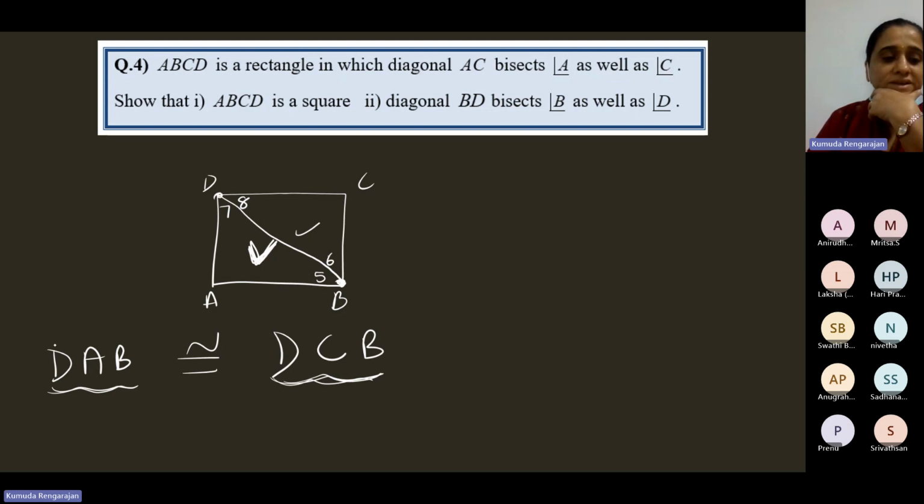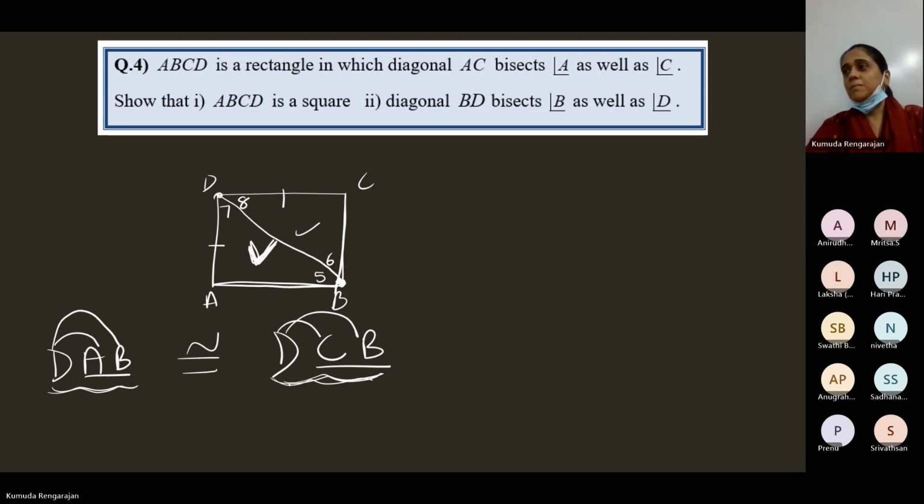So what do you have here? DA is equal to DC. Write that. DA is equal to DC. AB is equal to CB. AB of this triangle is equal to CB of this triangle. Then DB is equal to DB, common side. Then you will get this name. Then triangle DAB is congruent to DCB.